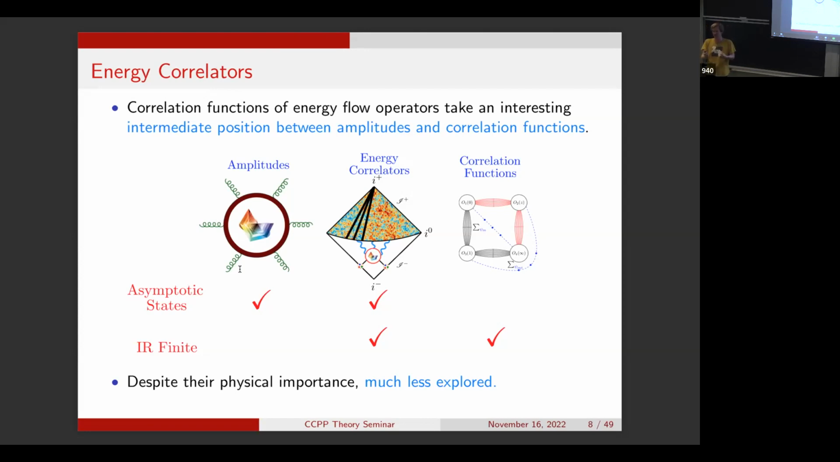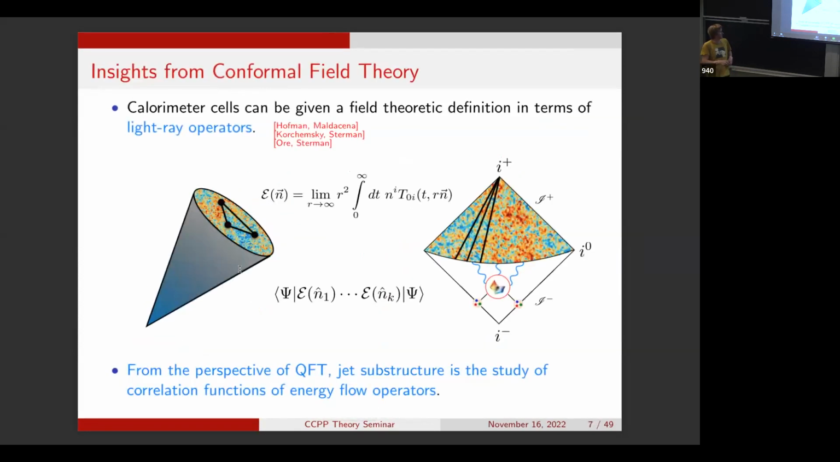But the cleanest thing to think of is where this state is really just produced by some local operators, which is what you have in e+ e-. And we'll come back to how it's done at the LHC a little bit later.